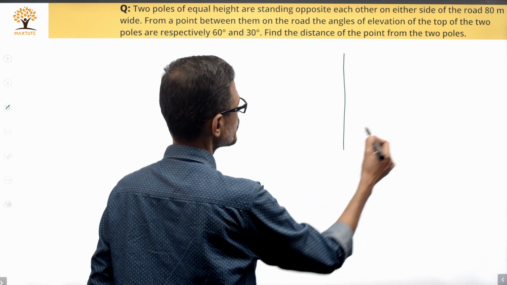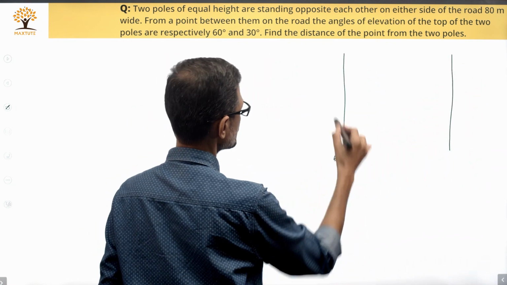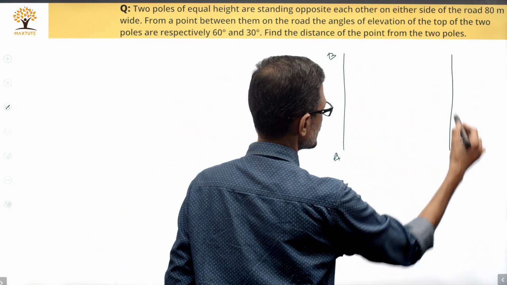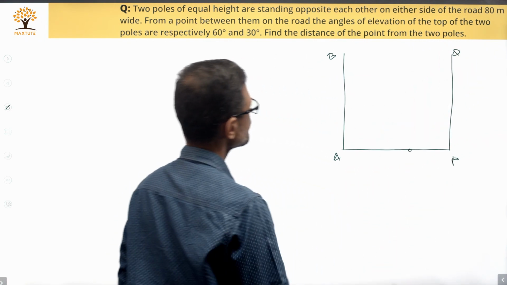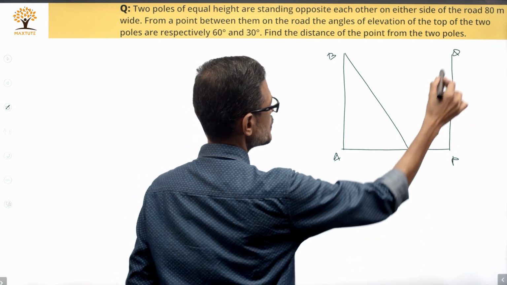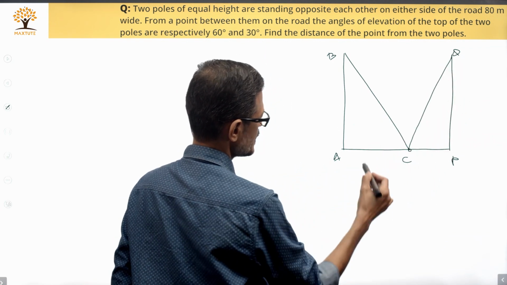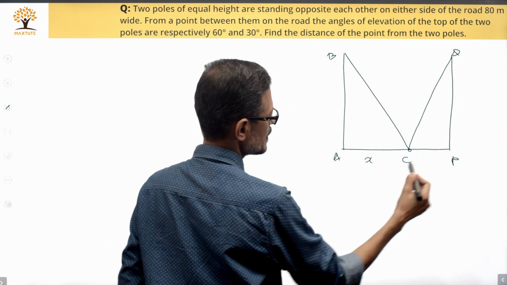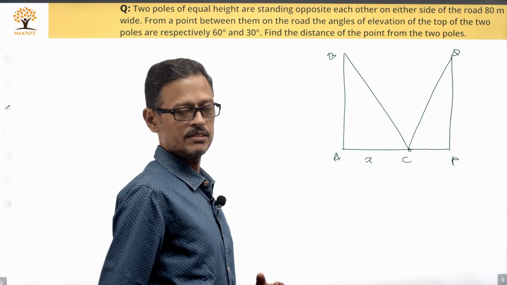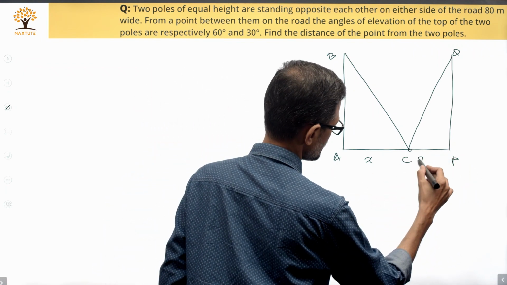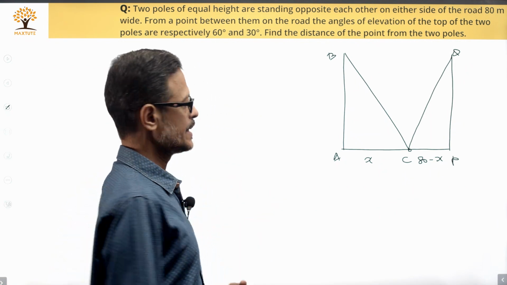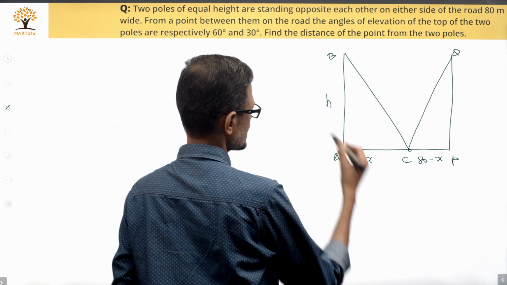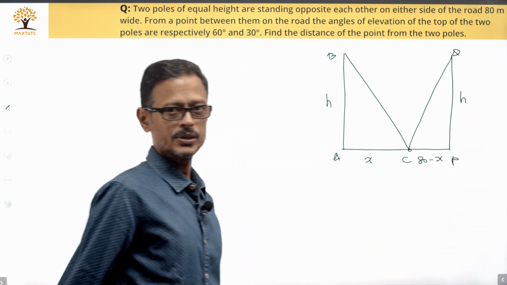So, we have two poles AB and PQ. We will draw only relevant information to start with. So, this is point C. This point C, let us say, is x meters from A, which means if the total distance AP is equal to 80 meters, PC is going to be the balance, which is equal to 80 minus x. Both these poles are of equal height. So, let us say AB is h, which means PQ will also be equal to h.